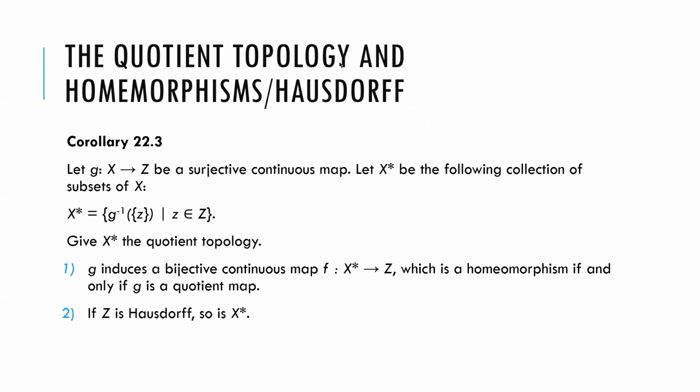So we want to prove first that G induces a bijective continuous map F mapping X asterisk to Z, which is a homeomorphism if and only if G is a quotient map. And then we want to prove that if Z is Hausdorff, X star is also Hausdorff.